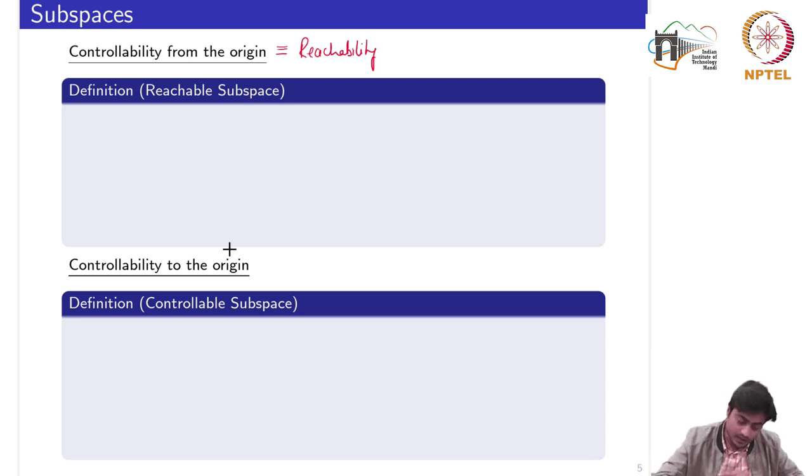Okay. So here we define the reachable space, which is what all state variables at time t1 could be reached starting from the origin, and the controllable subspace, which defines all the initial conditions from where I could reach the origin in some finite time t1.